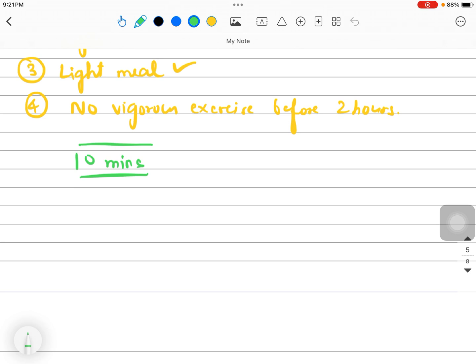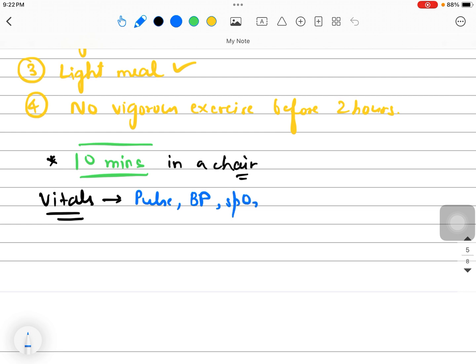These kinds of things we can check, the vitals of the patient. In the vitals, what you need to check again: check the vitals of the patient before starting the test. Meanwhile, you are asking your patient to wait for 10 minutes in a chair or in a comfortable position, right? In the vitals, what will you check? You should be checking the pulse of the patient, the blood pressure of the patient, and the saturation of the patient by pulse oximetry, right?